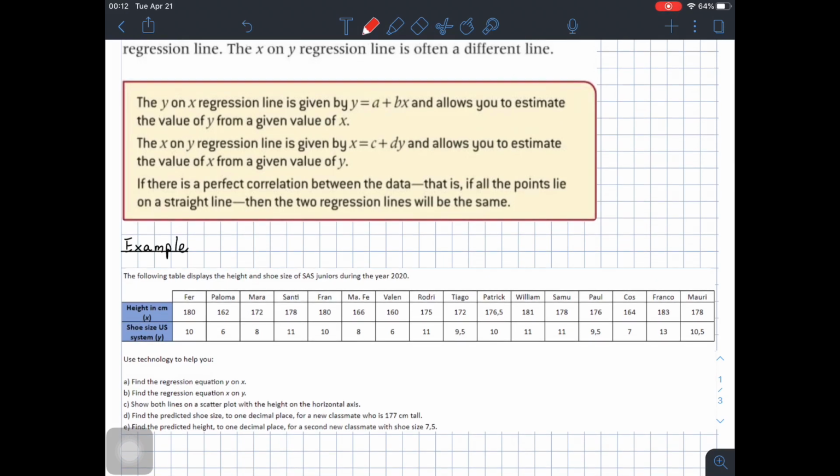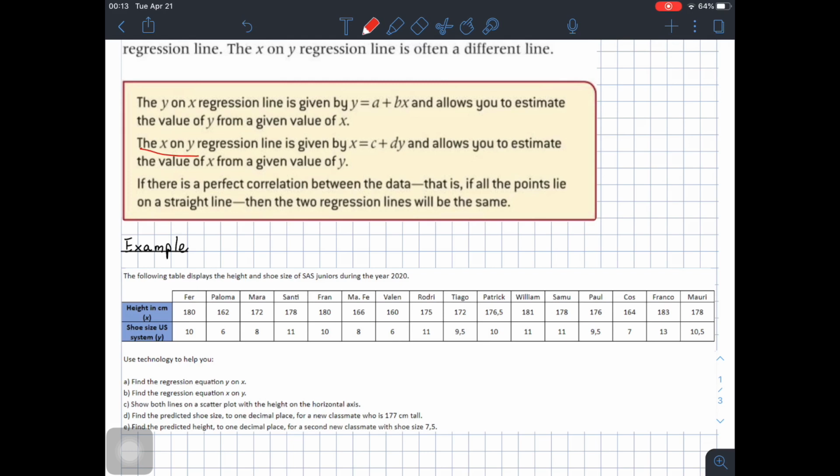So it says the y on x regression line is given by y equals a plus bx, or the same as saying ax plus b, which is what we use in a calculator, and allows you to estimate the value of y from a given value of x, okay? So we're using this equation when we have the known x variable and we want to know the value of y, or the predicted value of y, right?